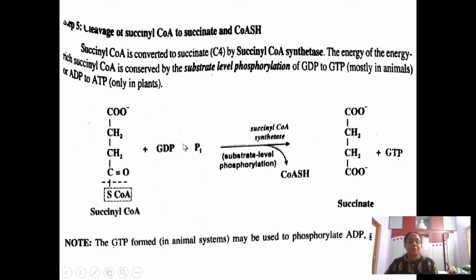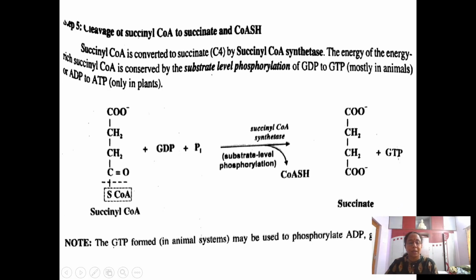Okay, that is, this GDP is converted to GTP. So, this is the only one substrate level phosphorylation taking place in the Krebs cycle. Again, this GTP gives its phosphate group to ADP. In turn, ADP produces ATP. So, remember, step 5 is the only one step in the Krebs cycle where a molecule of ATP is produced.